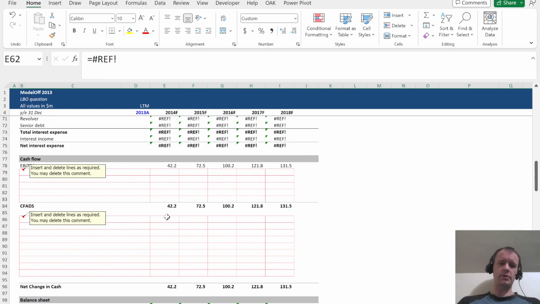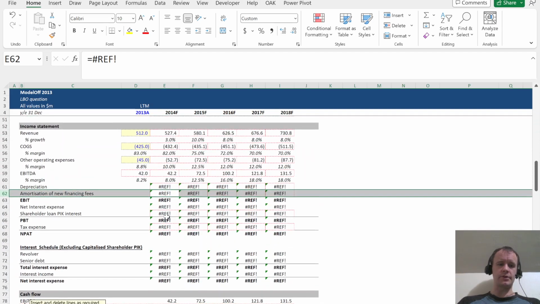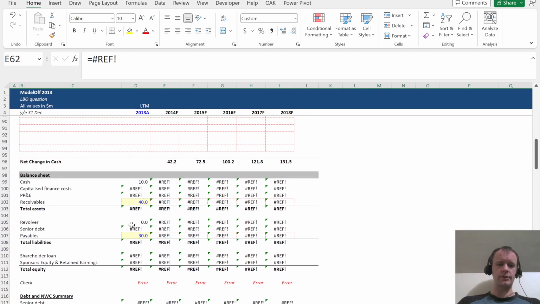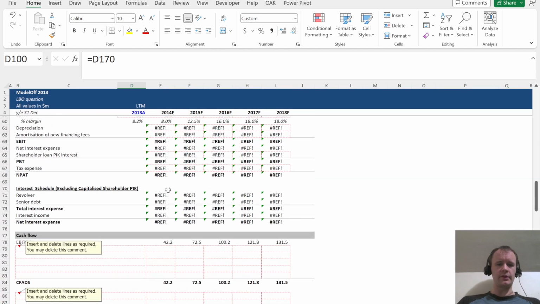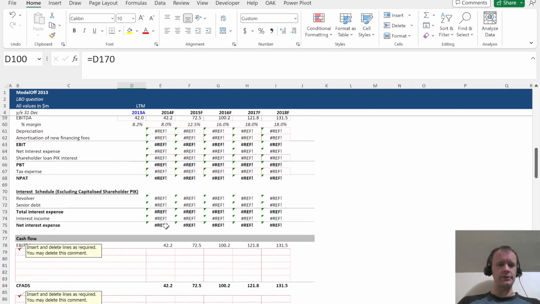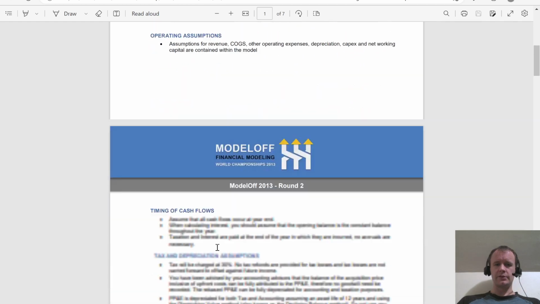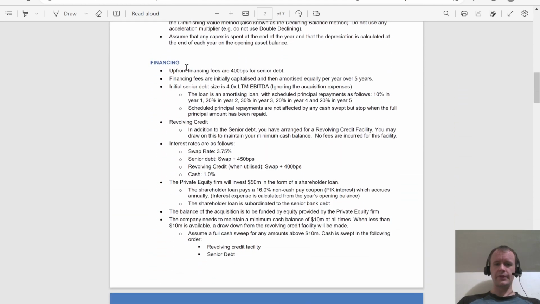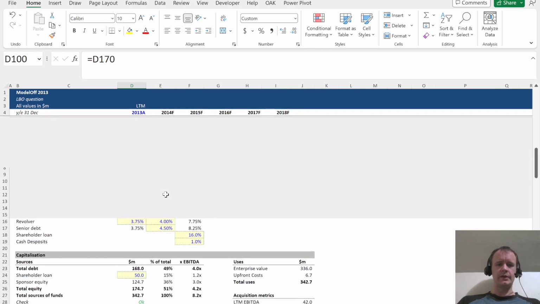The cash flow statement is probably going to be the last thing we do, because we'll want to have as much as possible of the income statement and the balance sheet working before that. All right, so let's talk about the reference to capitalized financing costs, here and up here as well. That's somewhere here in the assumptions. Upfront financing fees are 400 bips. They're initially capitalized and then amortized equally per year over 5 years.